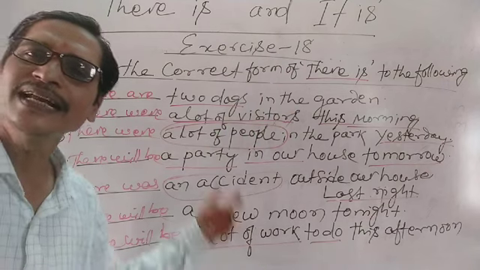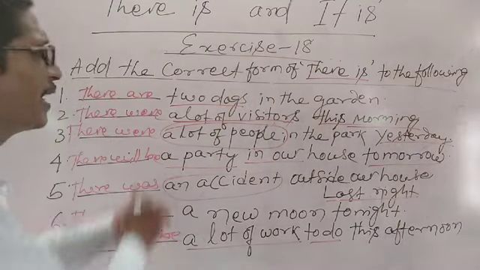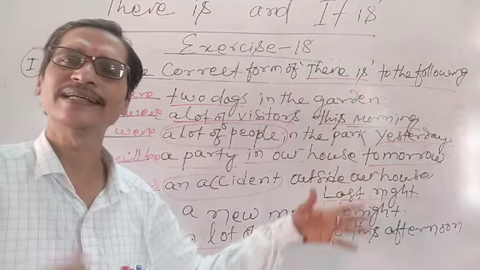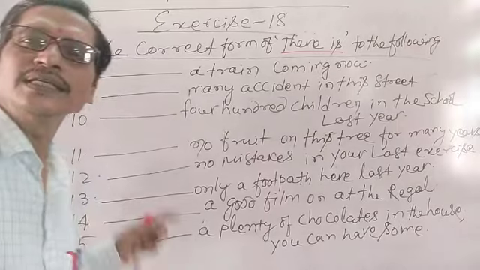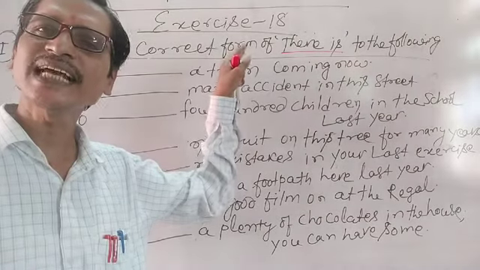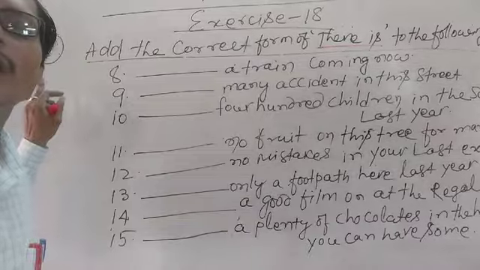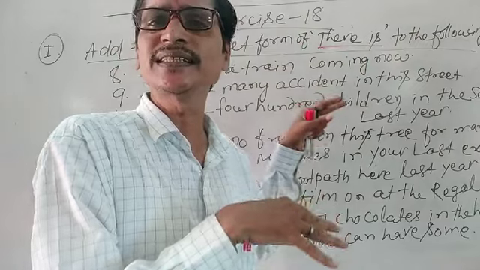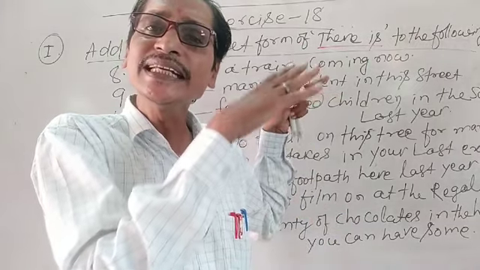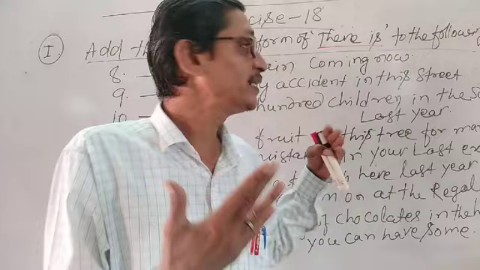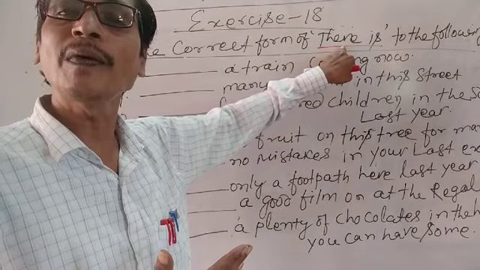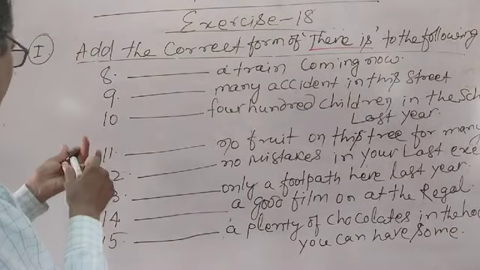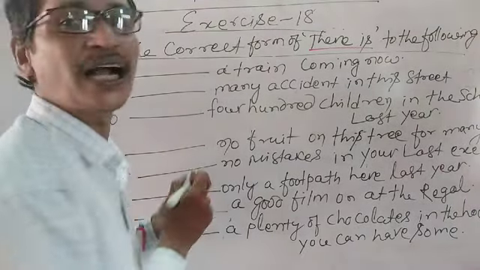So you understood how we have used there is, there are, there were according to the past time and the subject. Let me write some other examples, where we will use the correct form of there is. Here you see, we are discussing exercise 18, part 1. We have discussed some of the sentences. Now we are discussing the remaining sentences to understand the use of the proper form of there is. Understand?